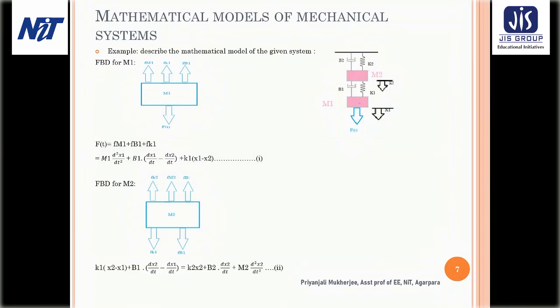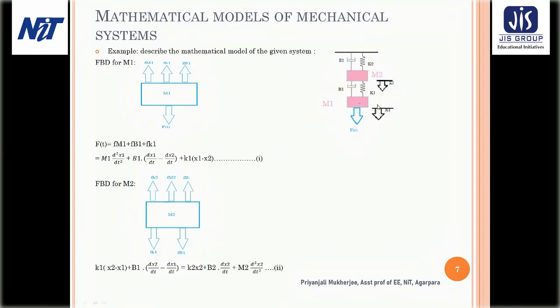Next is the mathematical model of a mechanical system. Here we have to describe the mathematical model of the given system. Here two masses M1 and M2 are connected. One end is the fixed end, and B1, B2 and K1, K2 are connected between M2 and mass 1. The total force is applied in the downward direction, and due to the application of force, mass 1 has a displacement of x1 and mass 2 has a displacement of x2. So we have to write the differential equations for this model.